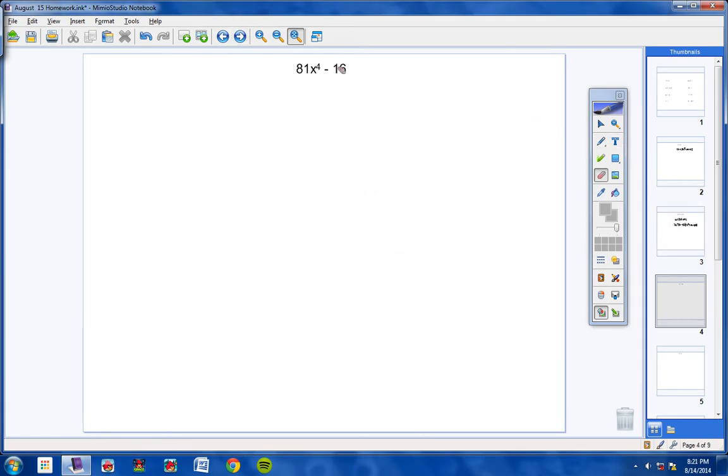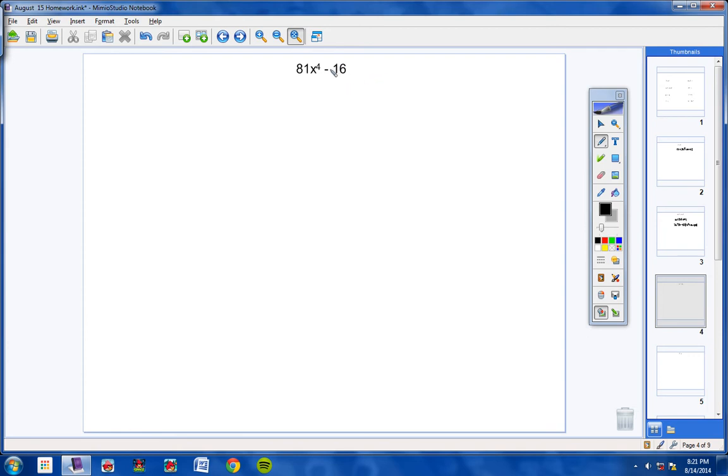Okay, let's factor this binomial right here. First of all, let's see if there's anything common that we can pull out of both terms. We have an 81 and a 16. I know of no number that goes into those two numbers evenly. Also, I noticed there's 4 x's with this first term here, but there's no x's with this term here. So there's nothing common we can pull out.